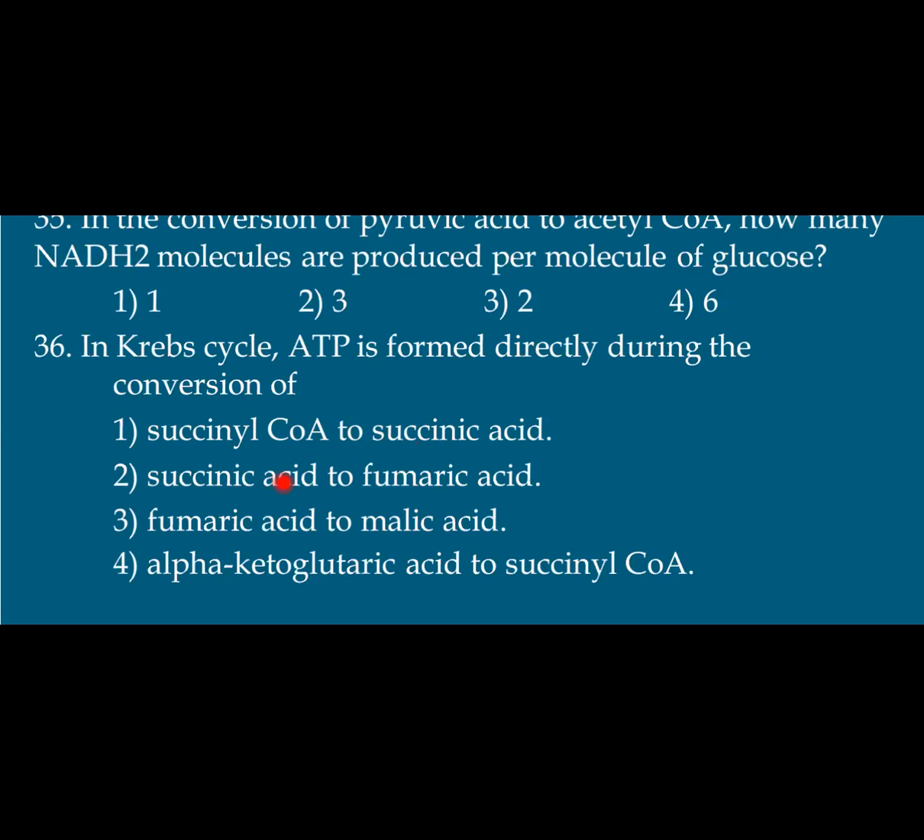Other options also, let us see. Succinate to fumarate, what is that? It is a dehydrogenation reaction. Fumarate to malate, fumaric acid is converting into malic acid, it is a hydration reaction. Alpha ketoglutarate to succinyl-CoA, what is this? It is a decarboxylation reaction where 5C is converted to 4C. So here the answer is option number 1.